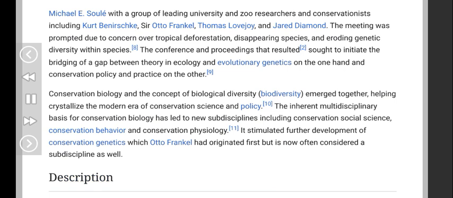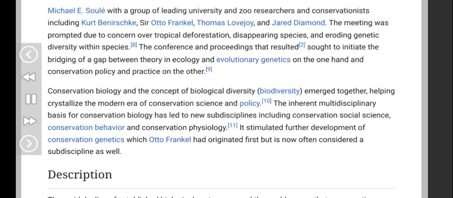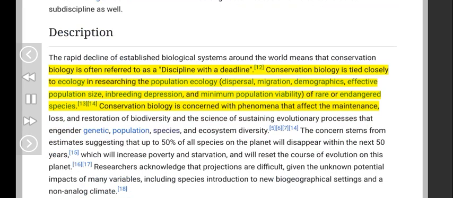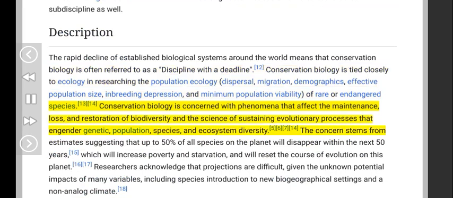Description. The rapid decline of established biological systems around the world means that conservation biology is often referred to as a discipline with a deadline. Conservation biology is tied closely to ecology in researching the population ecology, dispersal, migration, demographics, effective population size, inbreeding depression, and minimum population viability of rare or endangered species. Conservation biology is concerned with phenomena that affect the maintenance, loss, and restoration of biodiversity and the science of sustaining evolutionary processes that engender genetic, population, species, and ecosystem diversity.